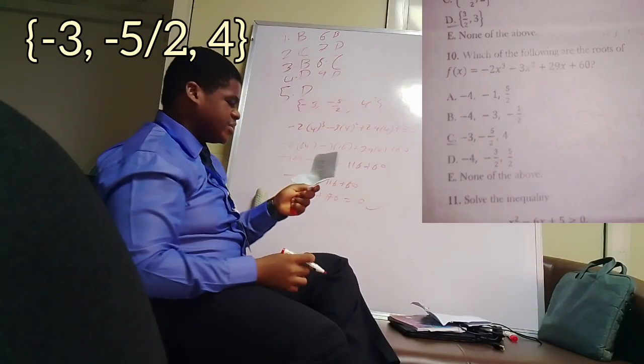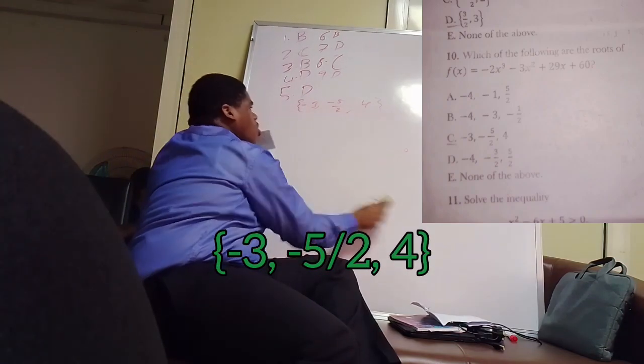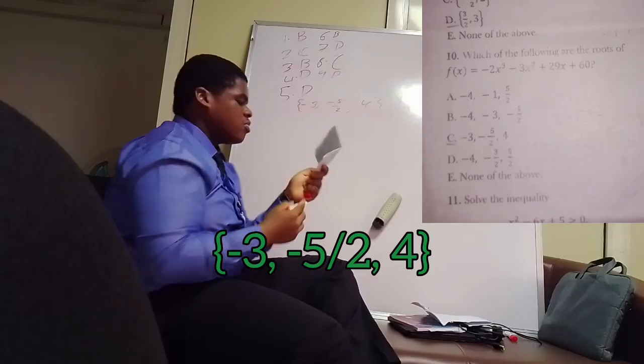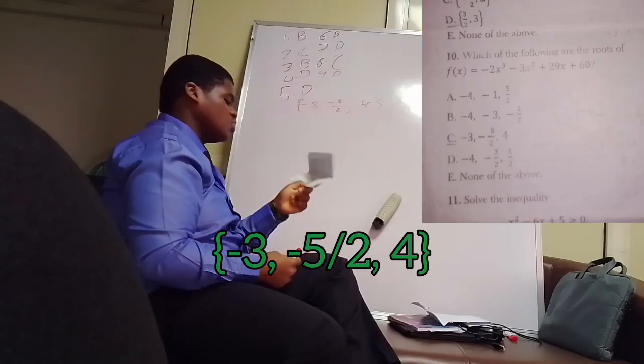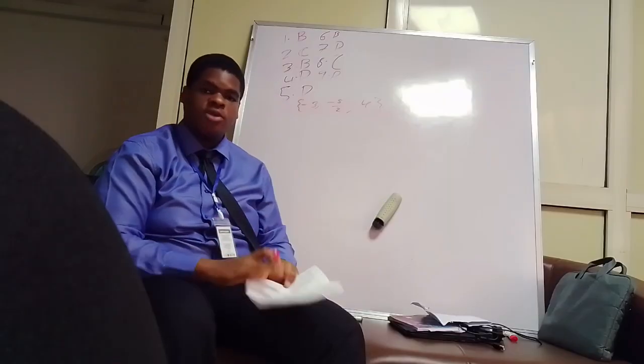After you run through it, you see option C is completely correct, because you have minus 3, minus 5 over 2, and 4 as the complete roots of this polynomial. So that brings us to the end of this part of the video.